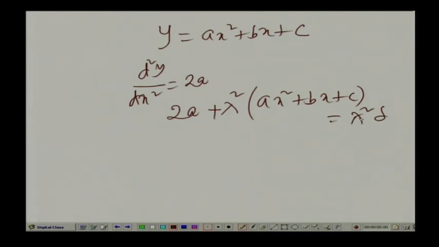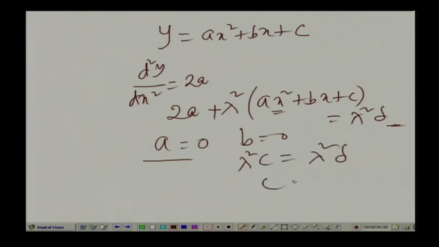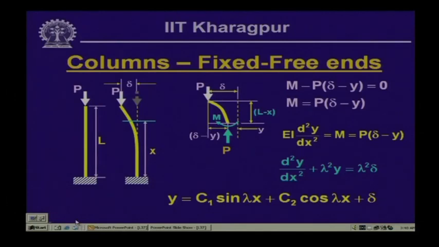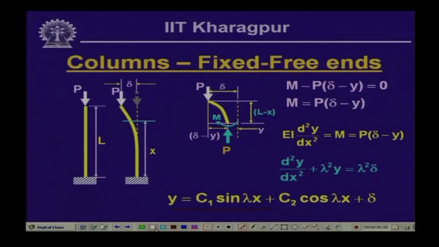Now, if you take the coefficients of x square and x on either side, since on the right hand side we do not have any term in x square and x, thereby we will have a as equals to 0 and b also equals to 0. Consequently, we will have that lambda square c is equals to lambda square delta, and thereby c is equals to delta. So, we will have y is equals to delta as the particular solution for this particular case, and thereby we will have the solution in this form, that y is equals to c1 sin lambda x plus c2 cos lambda x plus delta.